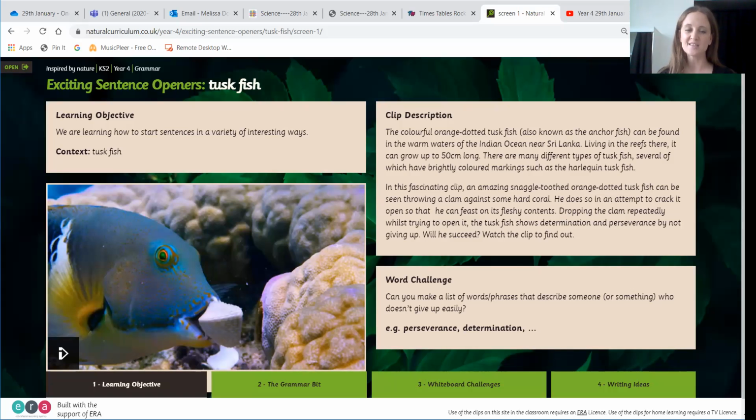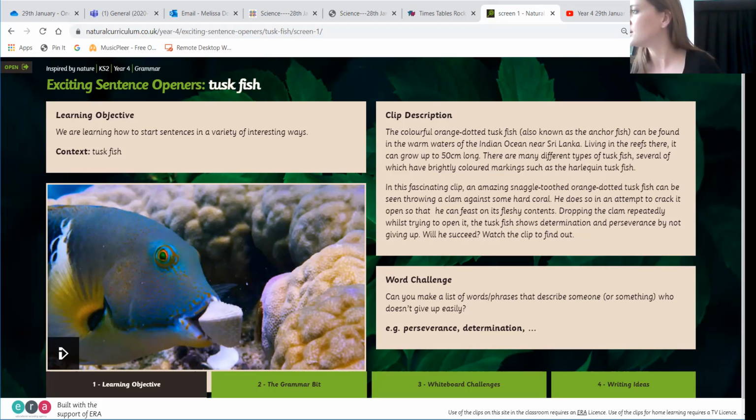So the tusk fish is that little fish that you can see in the corner there. The colorful orange dotted tusk fish, also known as the anchorfish, can be found in the warm waters of the Indian Ocean near Sri Lanka. Living in the reefs there, it can grow up to 50 centimeters long.